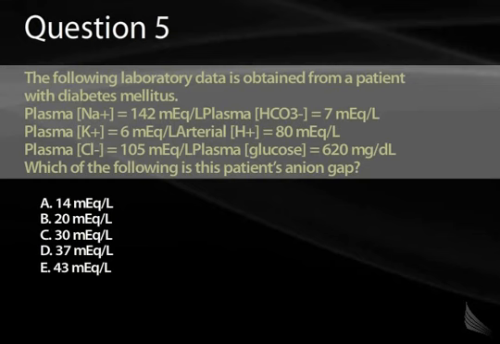While other measured cations and anions are offered, the anion gap is routinely measured only with the sodium, chloride, and bicarbonate concentrations. Thus, the correct answer is simply the difference between these values. In this case, this is C, 30 milliequivalents per liter.